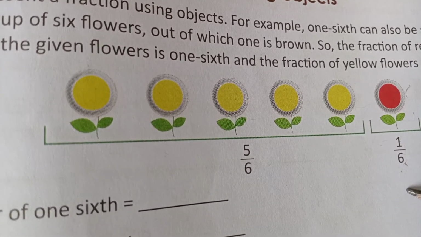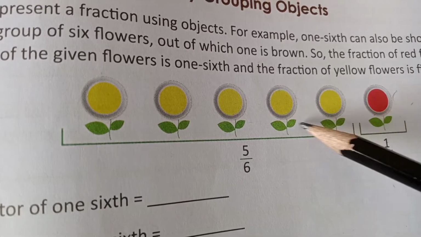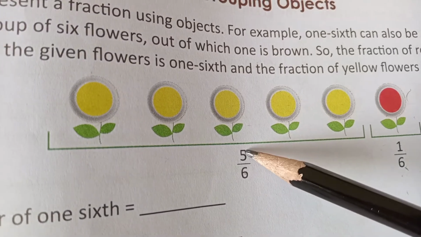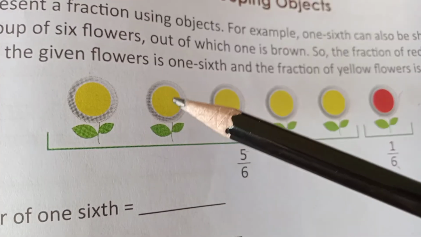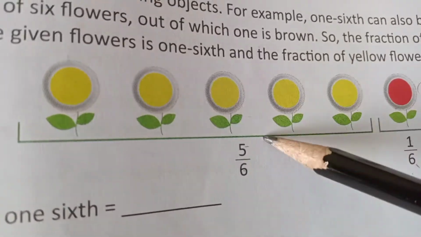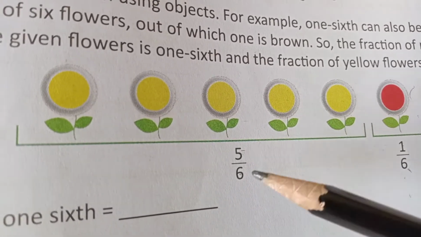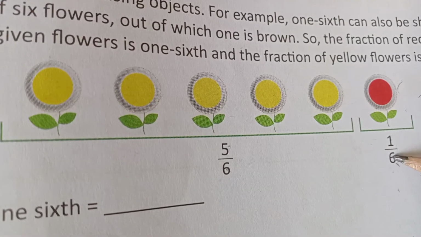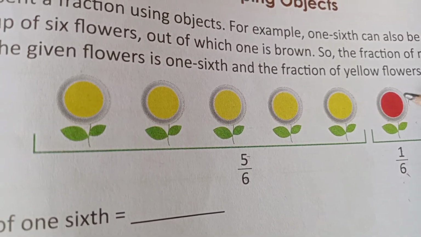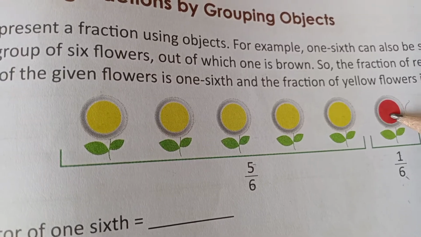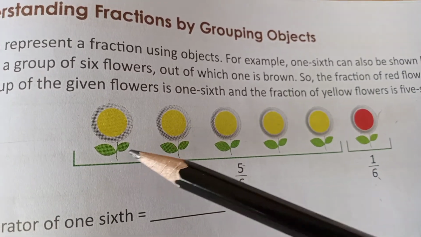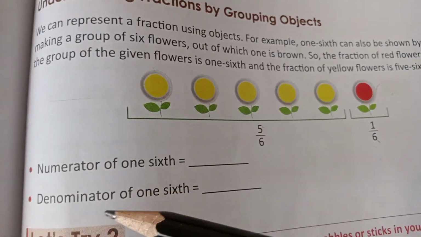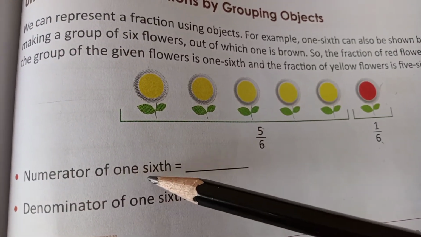Now look here, total we have 6 circles, and out of 6 circles, 5 circles are yellow: 1, 2, 3, 4, 5. So that's why 5 is written here, meaning out of 6, 5 are yellow, and out of 6, 1 is red. Got it? So in this way we can represent fractions by color. Now come here, numerator of 1/6.